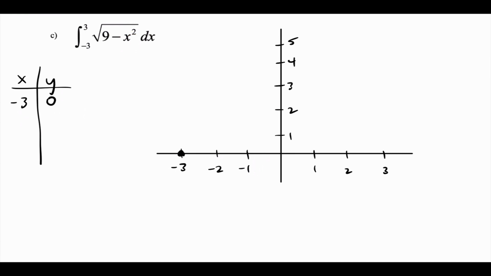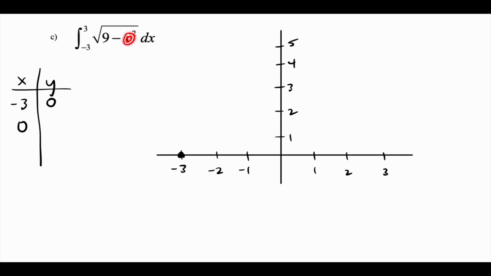Okay, I'm going to skip -2 and -1 right now. I'm going to go to 0. And there's a reason why. I'll tell you in a second. So if I were to plug in 0 here, what would I get? 3. And then I'm going to skip ahead to 3. If I were to plug in 3, what would I get? No, 0. 0 again.